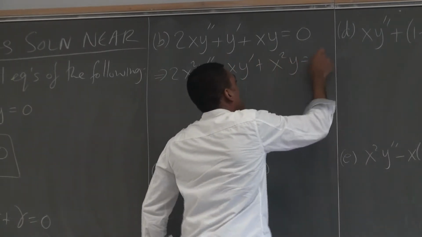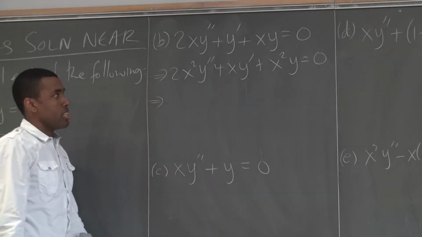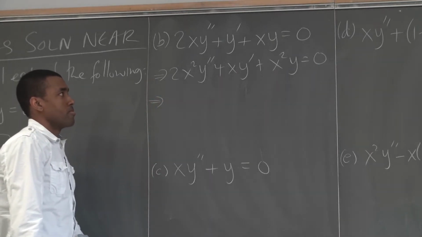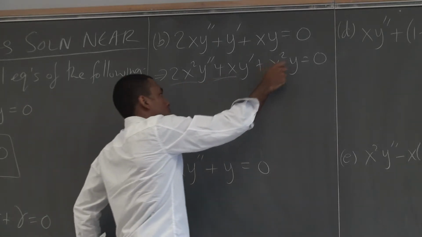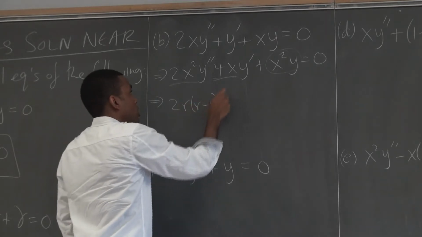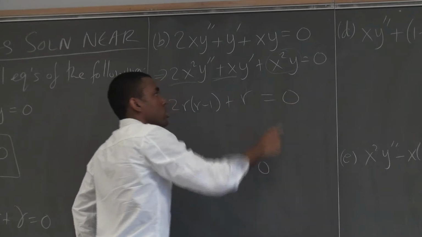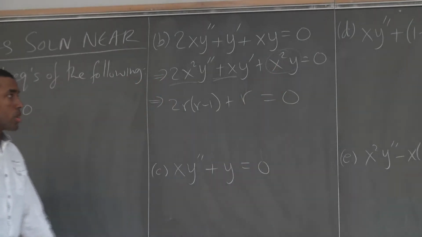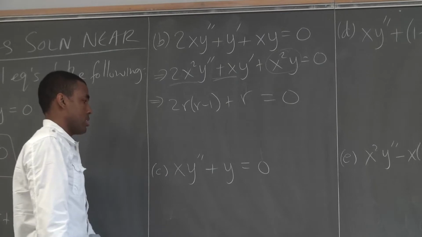Now what would the indicial equation be? See, this guy is okay, this guy is okay, this guy messes up. So it's just 2r times r minus 1 plus r equals 0. You leave off the constant term because there's no constant term. What about this one? Multiply by x.